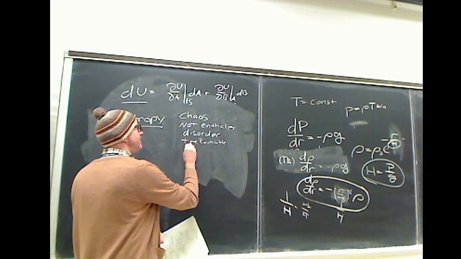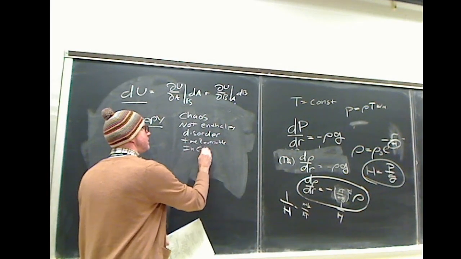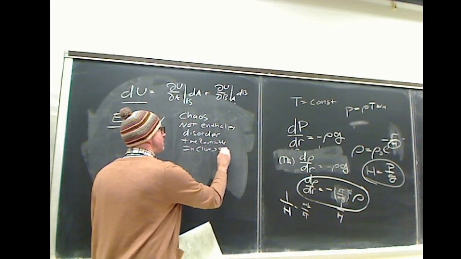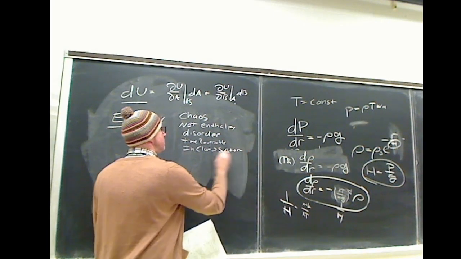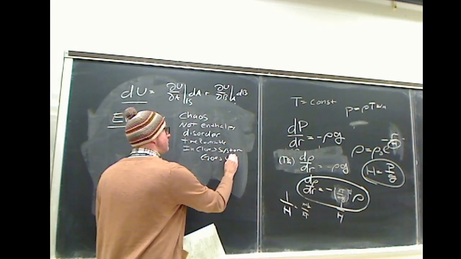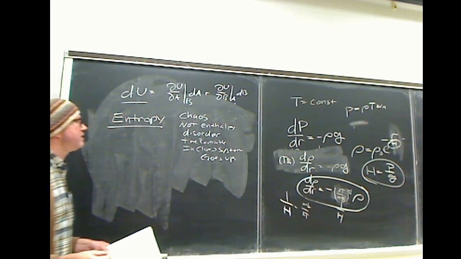So in a closed system, entropy goes up at best, or does nothing.